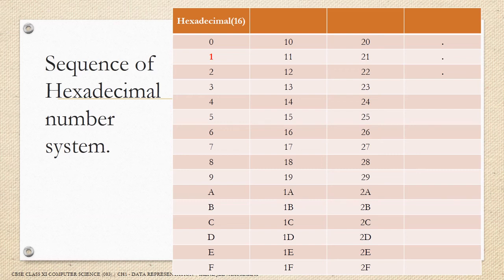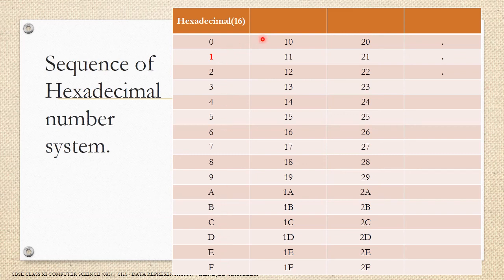Sequence of hexadecimal number system. The hexadecimal number system has 16 possible digits or symbols. Let us consider those digits first. They are 0 to 9 and letters A to F. After F, each successive number is a combination of 2 or more unique symbols from this hexadecimal number system. So after F, the sequence will be the second number combined with all these hexadecimal numbers.